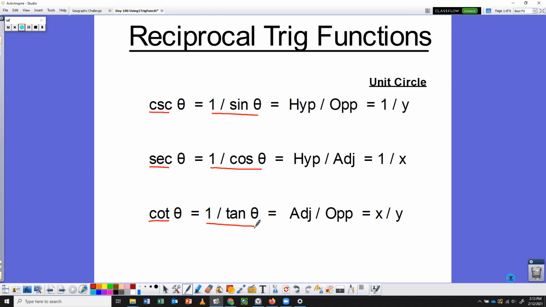Now, if you think back to our lesson on the unit circle, we learned that the y-coordinate was sine, so cosecant is going to be 1 over y. We learned that the x-coordinate was cosine, so secant is going to be 1 over x. And we learned that tangent was made of y divided by x, those coordinates on the unit circle, so that means cotangent is going to be x divided by y.